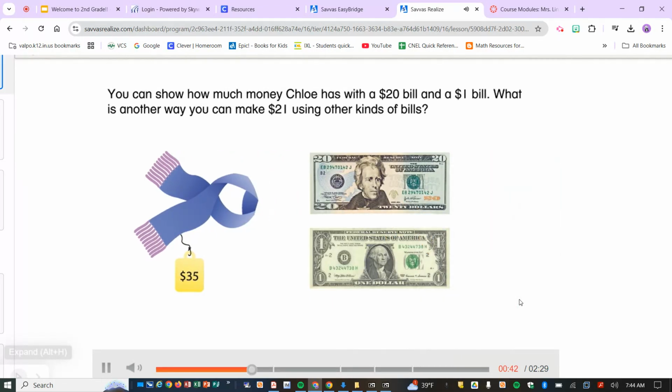You can show how much money Chloe has with a $20 bill and a $1 bill. What is another way you can make $21 using other kinds of bills? Okay, so we're thinking about another way to make $21. Well, we could use 21 $1 bills. We could use two $10 bills and one $1 bill. We could use a combination of 10s and 5s and 1s. There's a lot of different ways that we could represent $21 using bills.